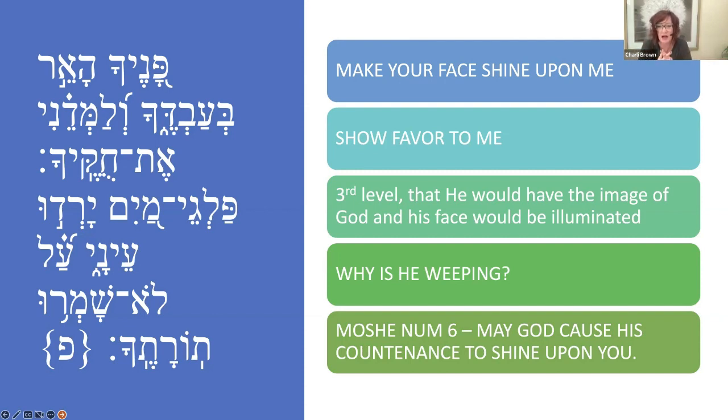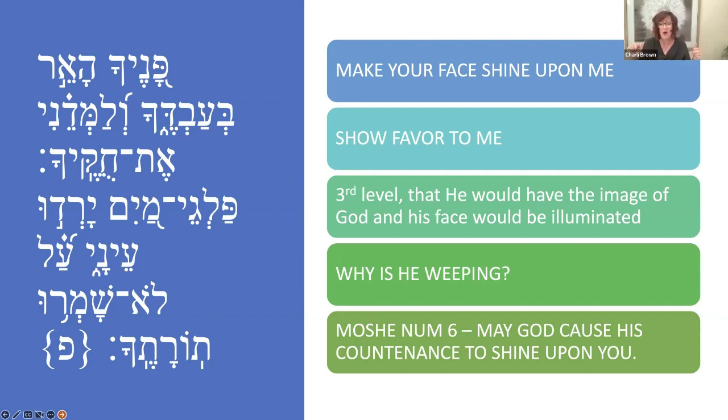Moshe, number 6: may God cause his countenance to shine upon you. We're going to see Moshe repeating this over. This is why David knows this. He knows that the glory of the Lord shone on Moshe's face. Remember, at some point he even had to put a veil over his face because it was shining so bright. David's desiring here: shine your face upon me.